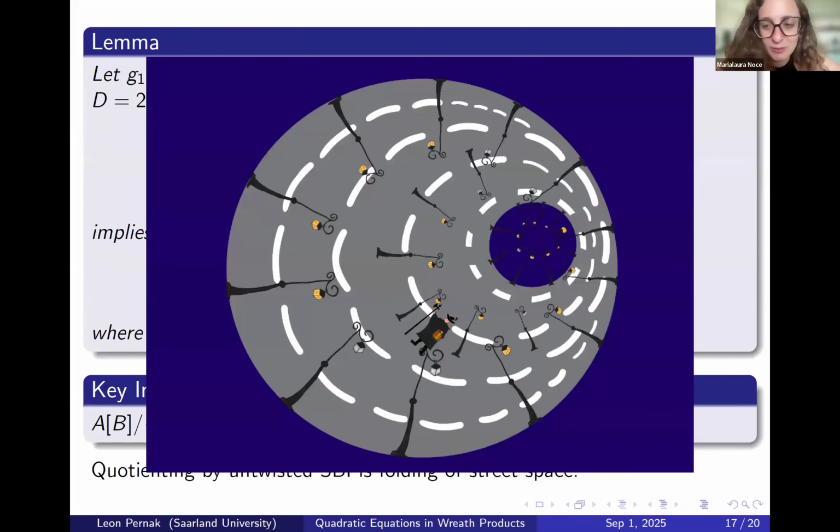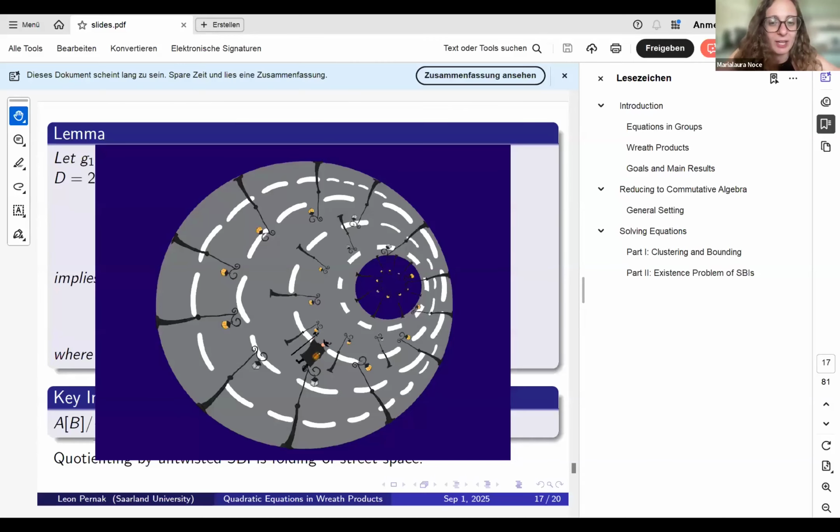So I do have a question. Have you ever seen what is going on with quadratic equations in other classes of groups acting on trees? I know that in the Grigorchuk group it has been studied by Myasnikov and some other people. Have you had a look at other classes of groups?